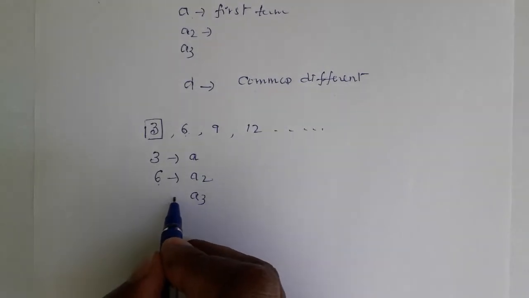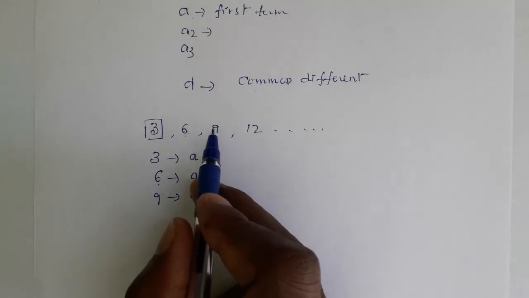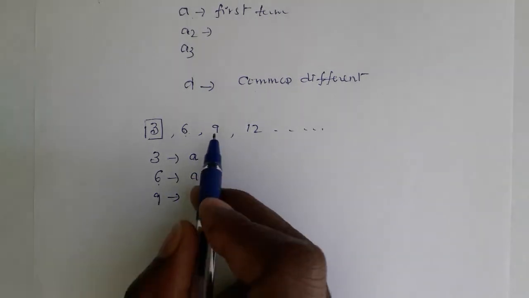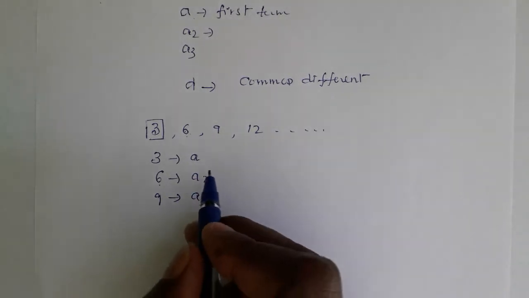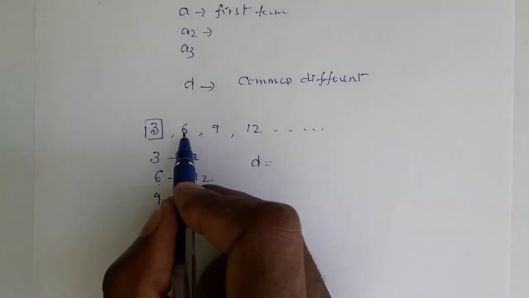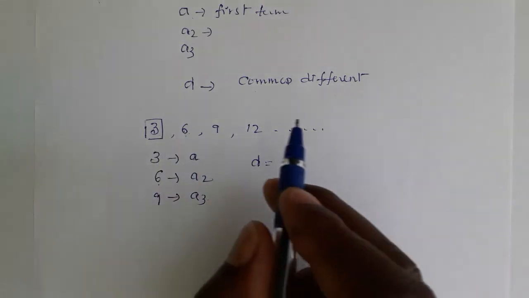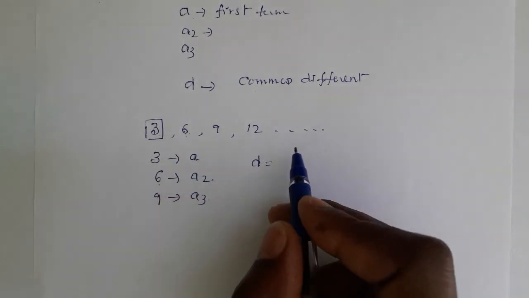Like that, the third term is 9. Here 9 is the value and the third term is its position. It keeps on going like that. So let us see the common difference. The common difference is found by the difference between next minus previous, between two successive numbers in that progression.